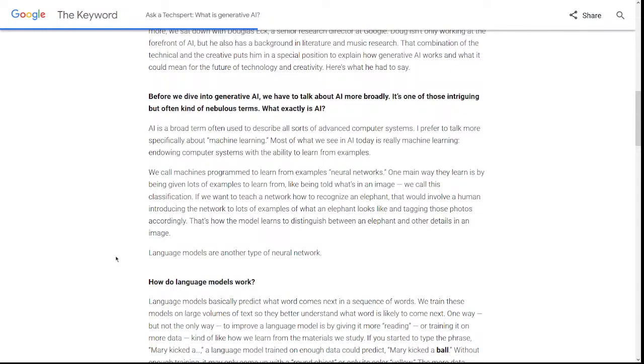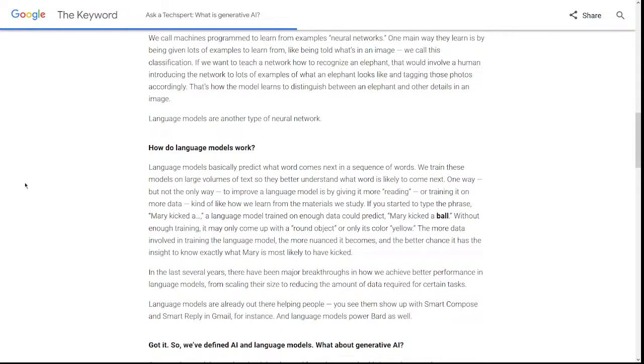Language models are another type of neural network. How do language models work? Language models basically predict what word comes next in a sequence of words. We train these models on large volumes of text so they better understand what word is likely to come next. One way, but not the only way, to improve a language model is by giving it more reading or training on more data. Kind of like how we learn from the materials we study. If you started to type the phrase "Mary kicked," a language model trained on enough data could predict "Mary kicked a ball."